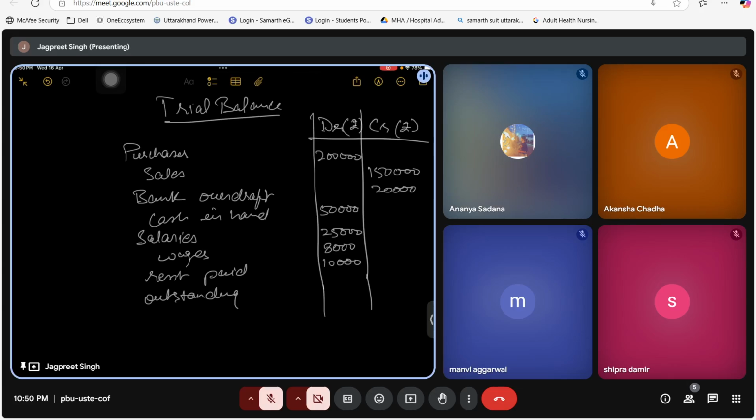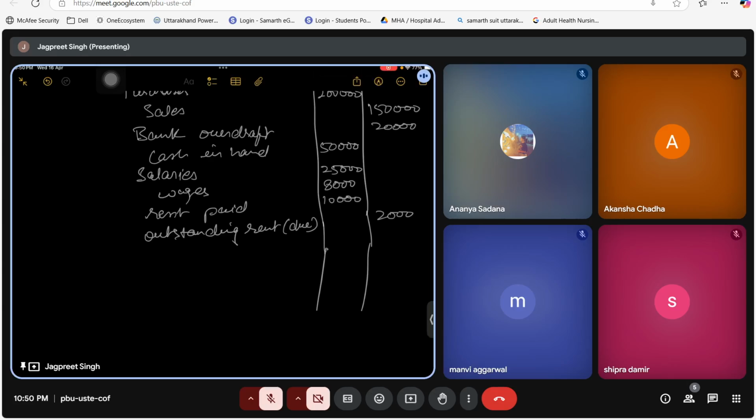Another term is outstanding rent. Outstanding means due. So the amount which is not paid is considered a liability, and liabilities are recorded on the credit side. Suppose 2,000 rupees of rent is still due, not yet paid.